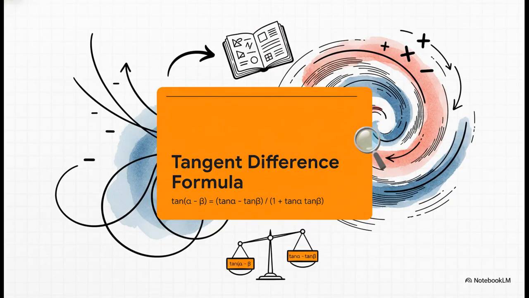And here's its twin, the difference formula. You use this one when you're subtracting angles. Now, it looks almost identical, right? But the signs are flipped. And keeping these signs straight, well, that's going to be the key to your success.